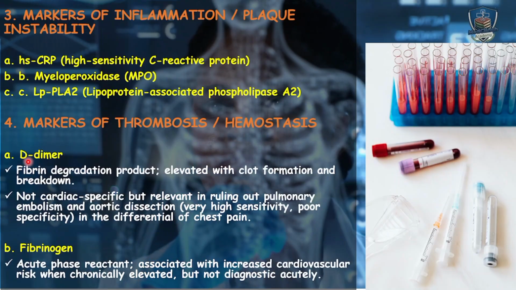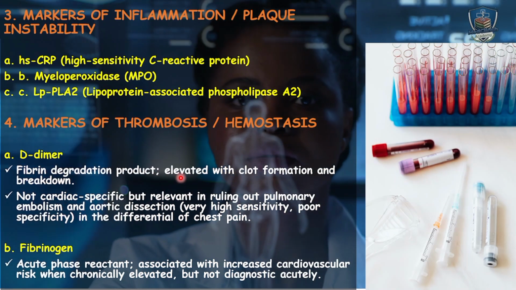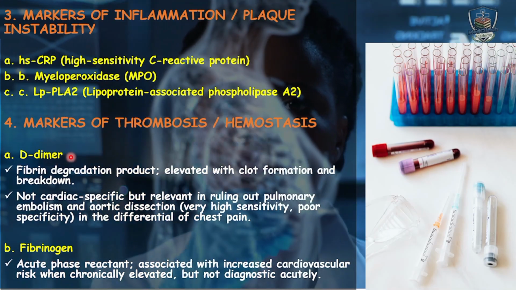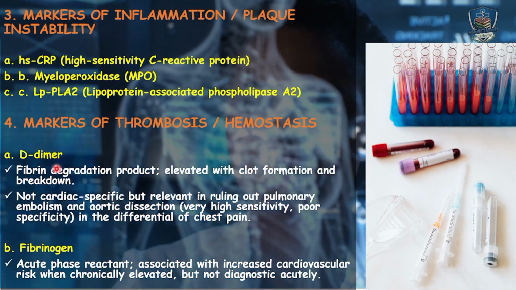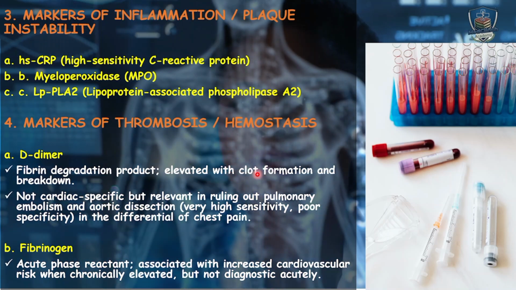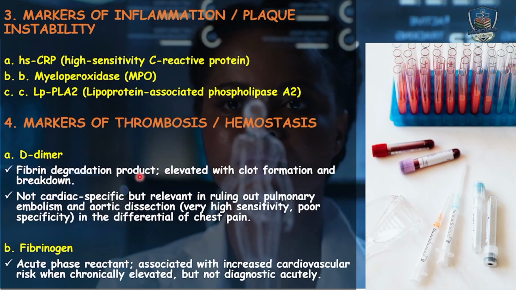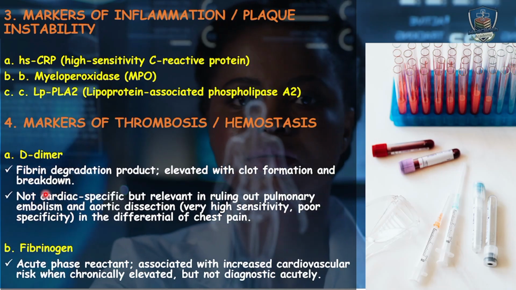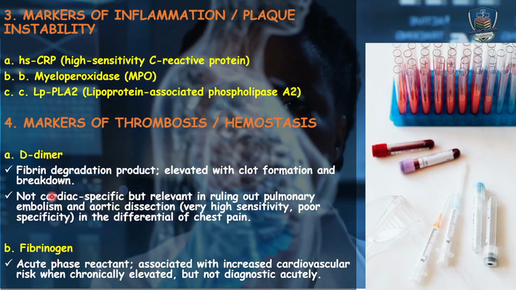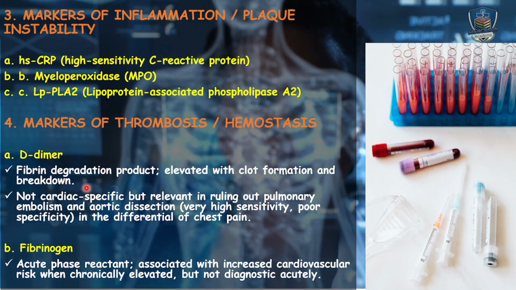This one is very common: the D-dimer. D-dimer is a very useful test. If you suspect a pulmonary embolism, you tend to do the D-dimer. What it does is show that a clot formation has occurred somewhere. The D-dimer is a fibrin degradation product, so it's elevated with clot formation and breakdown. When you break down the clot, we release the D-dimer. And this blood sample tells us that a clot occurred somewhere.